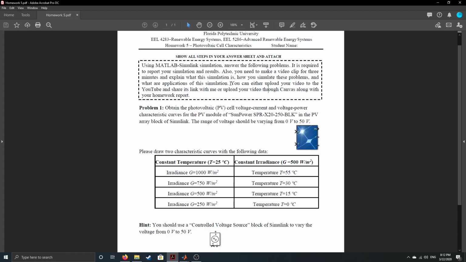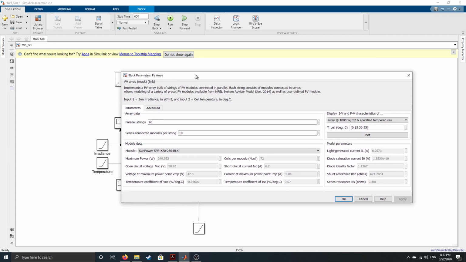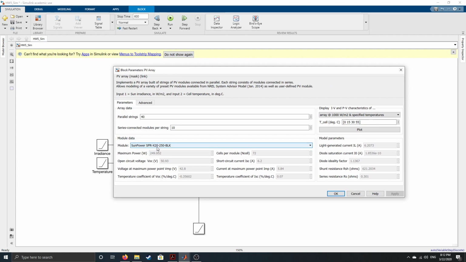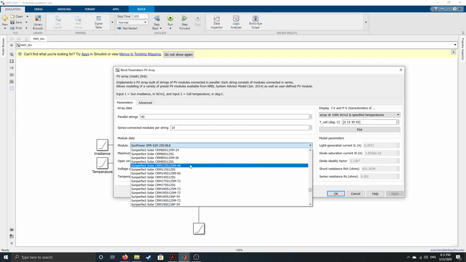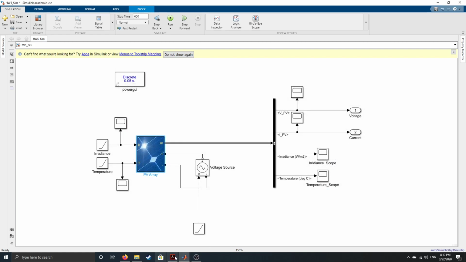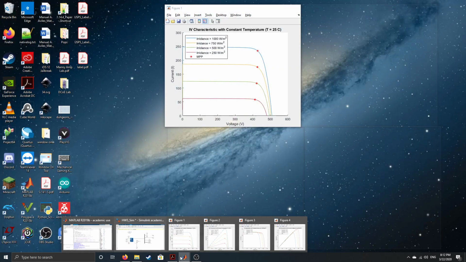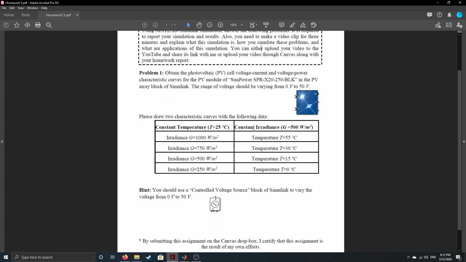This simulation is applicable in the situations where we want to test the PV array. For this assignment, we were asked to use specifically a SunPower SPR X20 250 black. However, we can do this for any solar panel. And this helps us to compare their PV and IV characteristics to choose one that is appropriate for the job we need, or to find the most efficient one in any specific case. And that is my explanation of my Homework 5 photovoltaic cell characteristics.